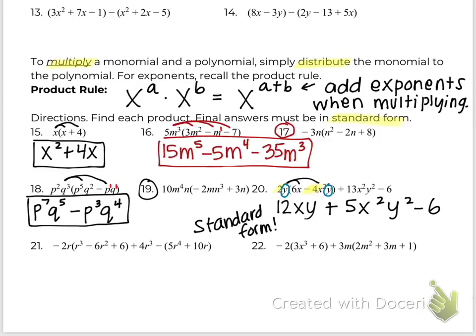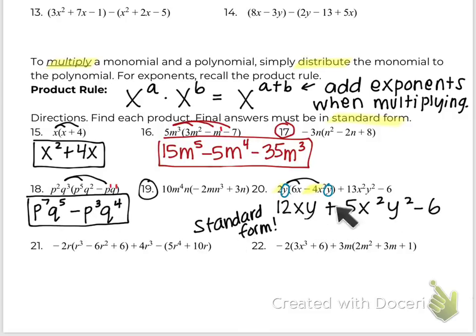So that's your answer there. And we need to put it in standard form. So that's not your answer, sorry. We need to put it in standard form. Don't forget to do that. All of these are in standard form, right? X squared, x. So we put that in standard form from greatest to least. M to the 5th, m to the 4th, m to the 3rd. That's in standard form. Remember when we put it in standard form and there's more than one variable, we put it in alphabetical order. So P comes before Q, and P to the 7th is greater than P to the 3rd, so that's in standard form.